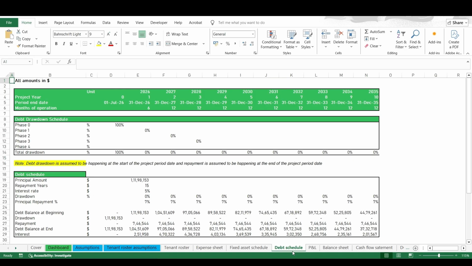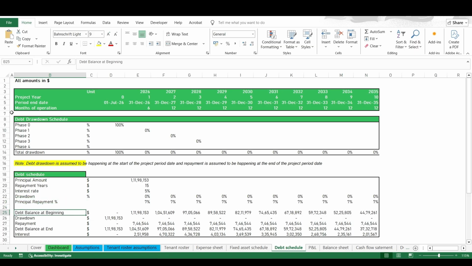The next sheet is the debt schedule, and it shows how the debt is being drawn down. In the assumptions we said the debt needs to be 100% drawn down in the first year itself, and then we have a note saying the drawdown is assumed to happen at the start of the period, and the repayment will happen at the end of the period of the project. So here we have the principal amount, repayment year, the interest rate, and the drawdown percentage.